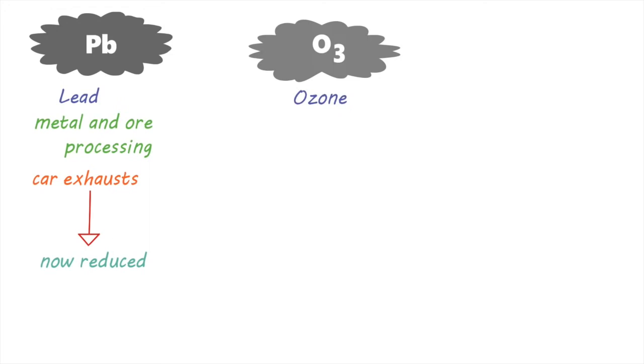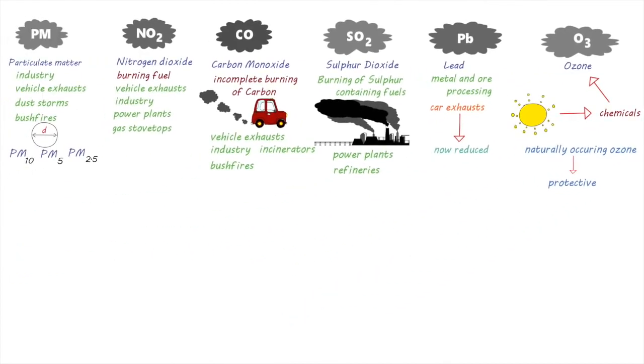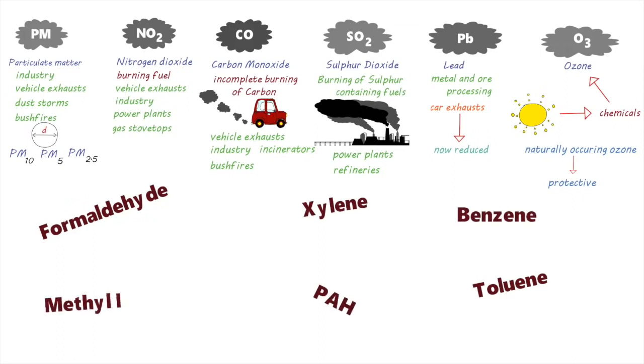Ozone is a gas that is not emitted directly to the air, but is formed as a result of sunlight acting on other chemicals in the air. Ground-level ozone is a pollutant, whereas ozone that occurs naturally in the upper atmosphere has a protective function. There are hundreds of other air pollutants that can lead to adverse health effects.